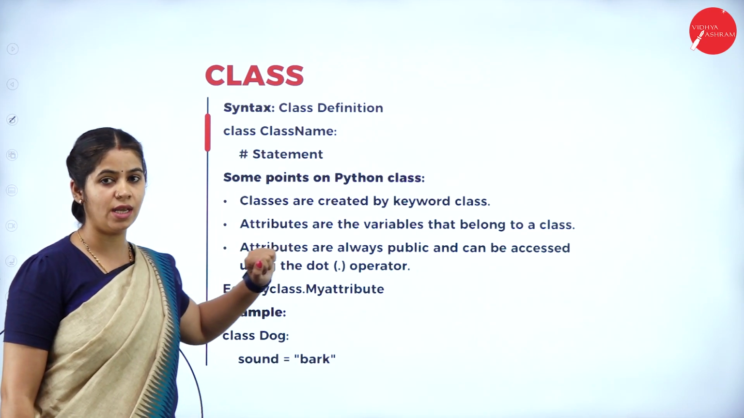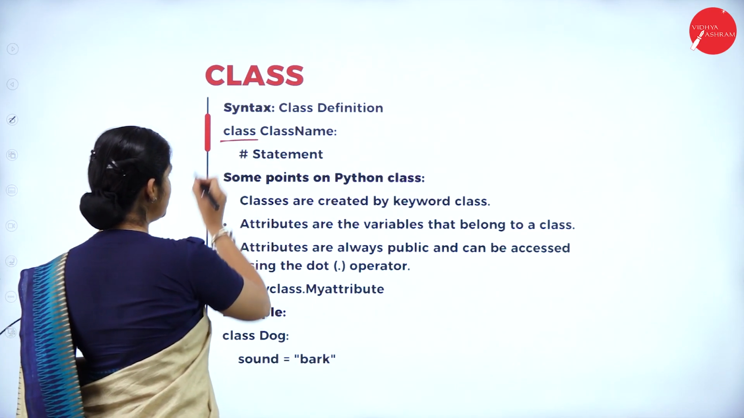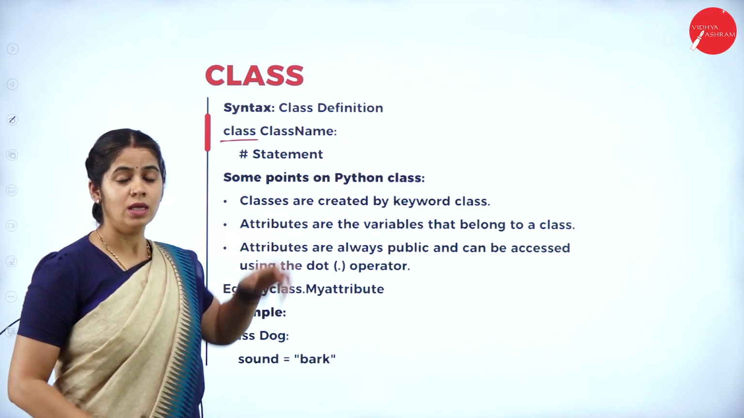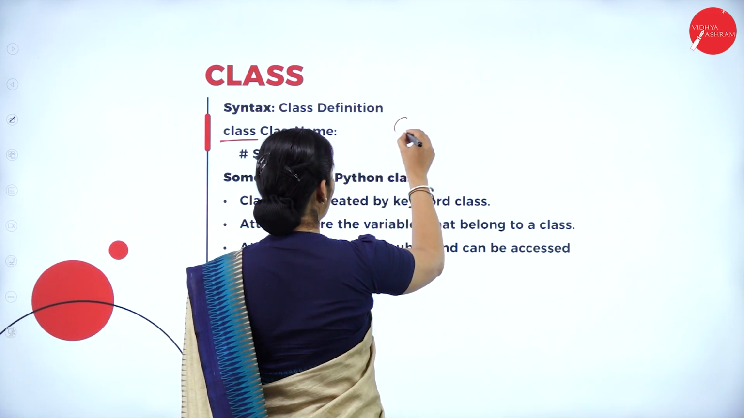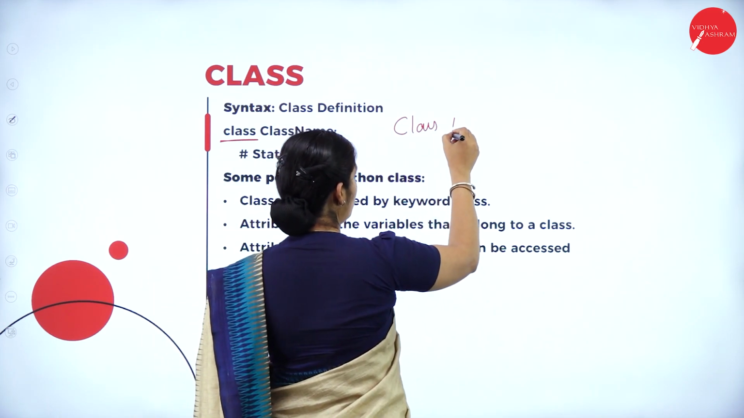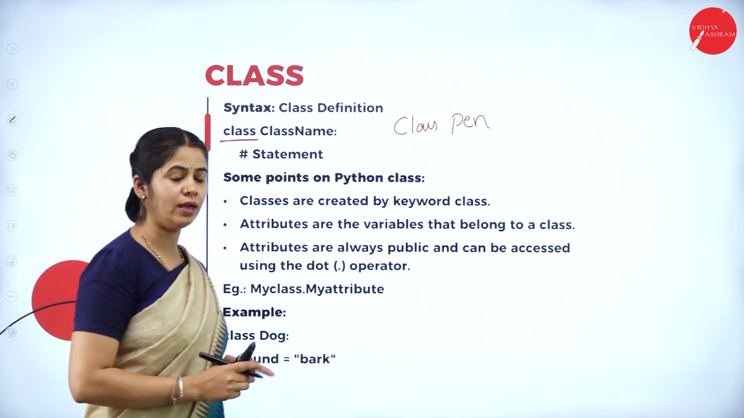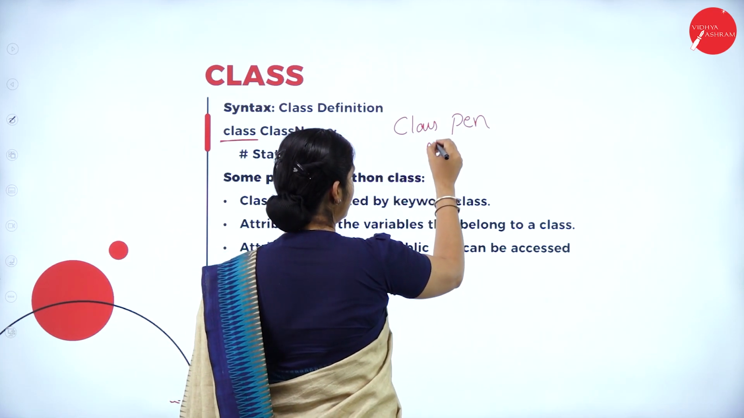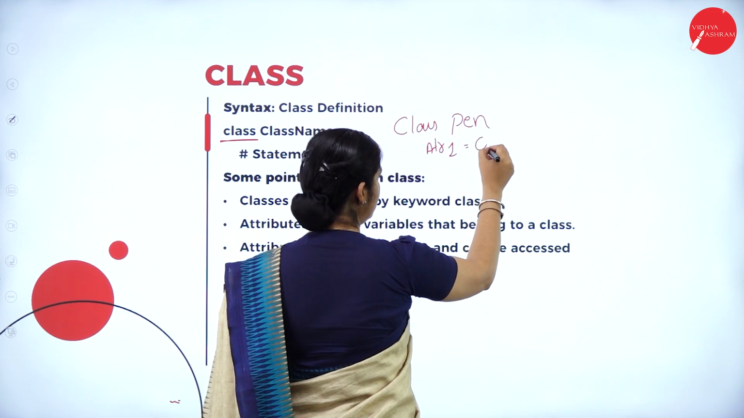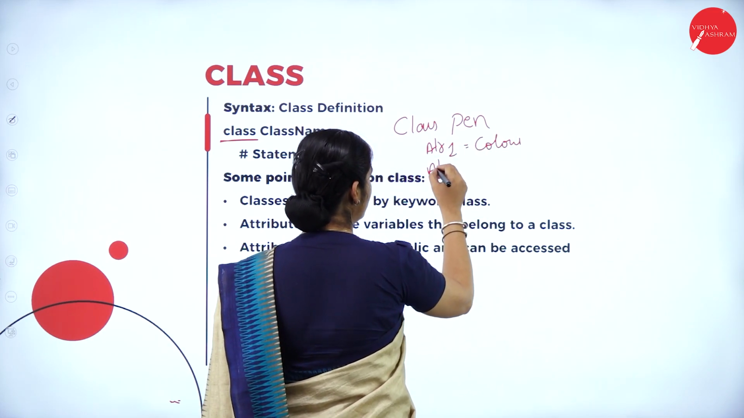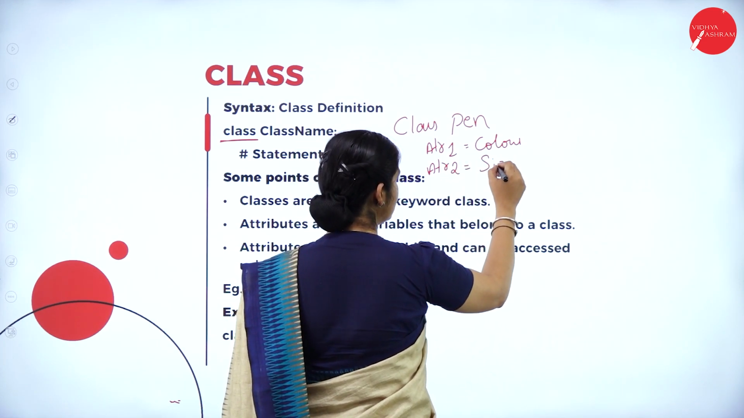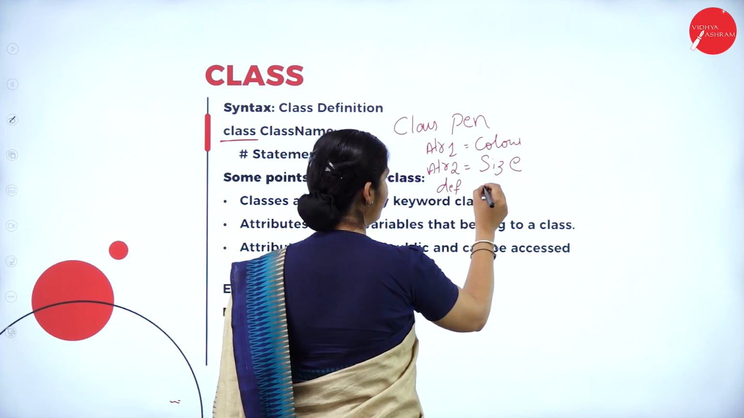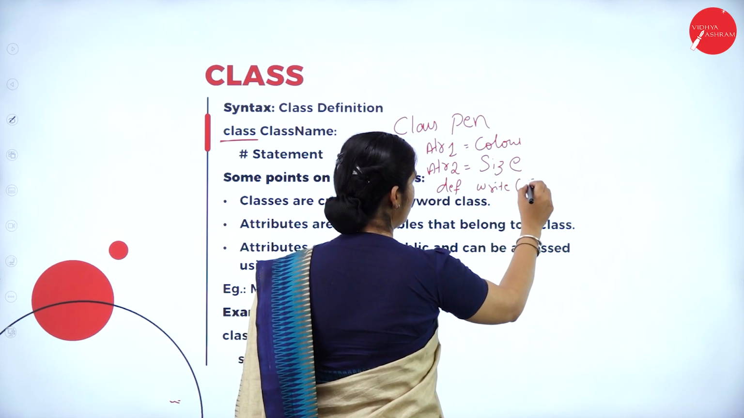What is the syntax of creating a class? First it should start with the keyword class, followed by the class name. I have taken the example of the pen. How do I create it? Class, keyword, followed by the class name, Pen. Right? After that, within it, what are the attributes I have given? Attribute 1 is color, attribute 2 is size, and we can define a function called write. So how do I define it? Def write, function with self.